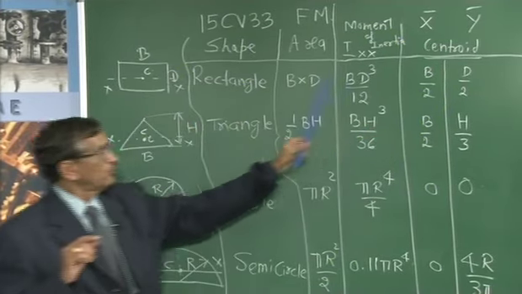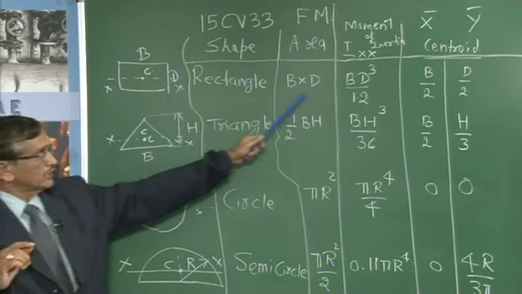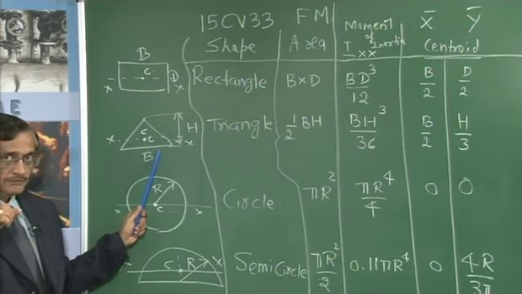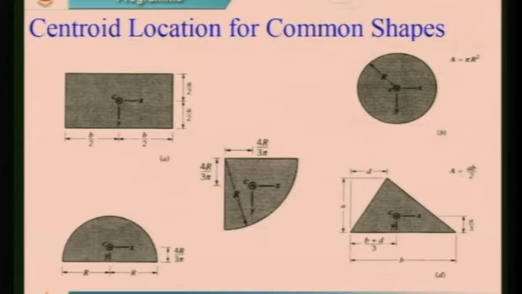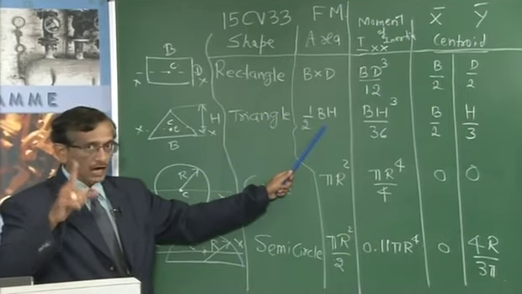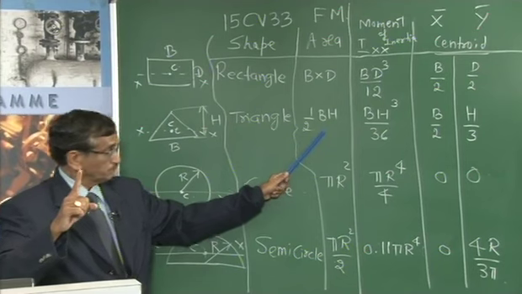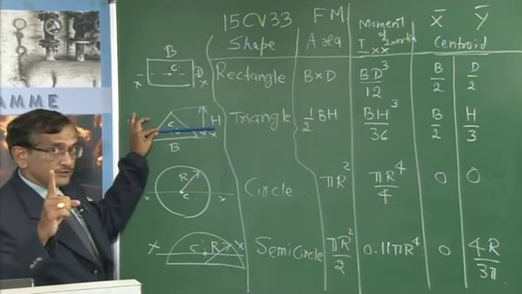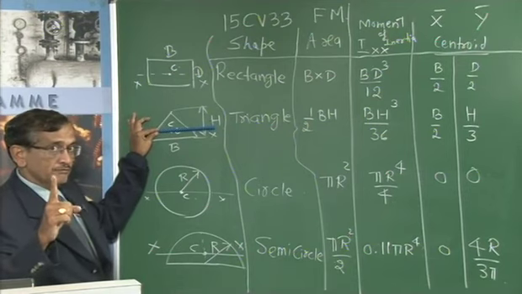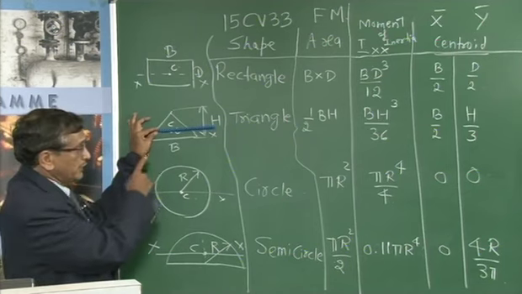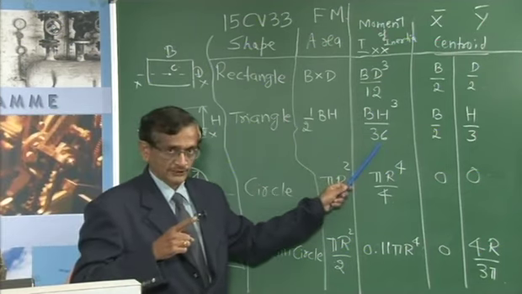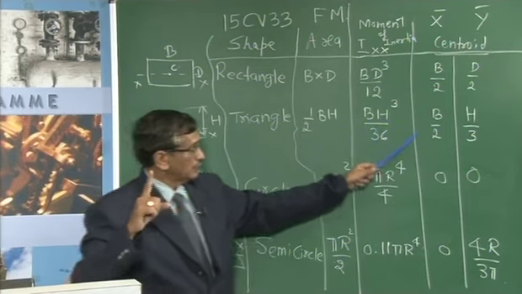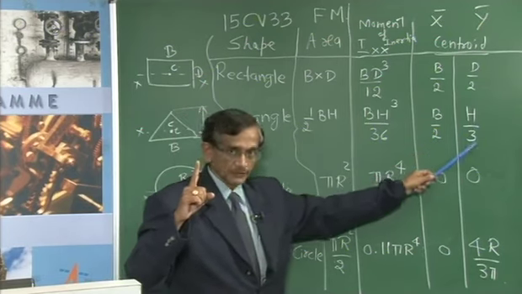Is it okay? So as far as the rectangle is concerned, we know the inertia value is BD cube by 12. Let us take one more, a triangle of base B and height H. Triangle, the area is half base into height, that you know. The moment of inertia parallel to x axis passing through centroid is BH cube by 36. B is the base, H is the height of the triangle. The centroid is B by 2 and H by 3.